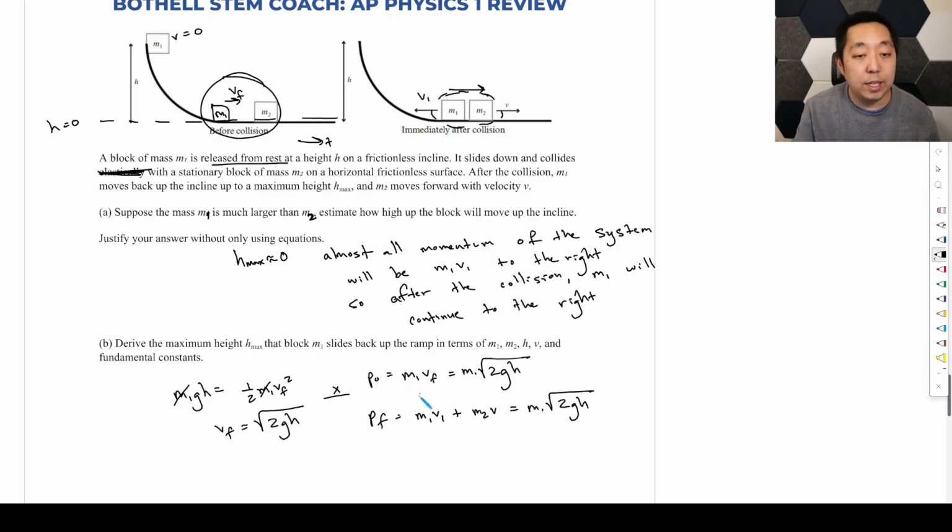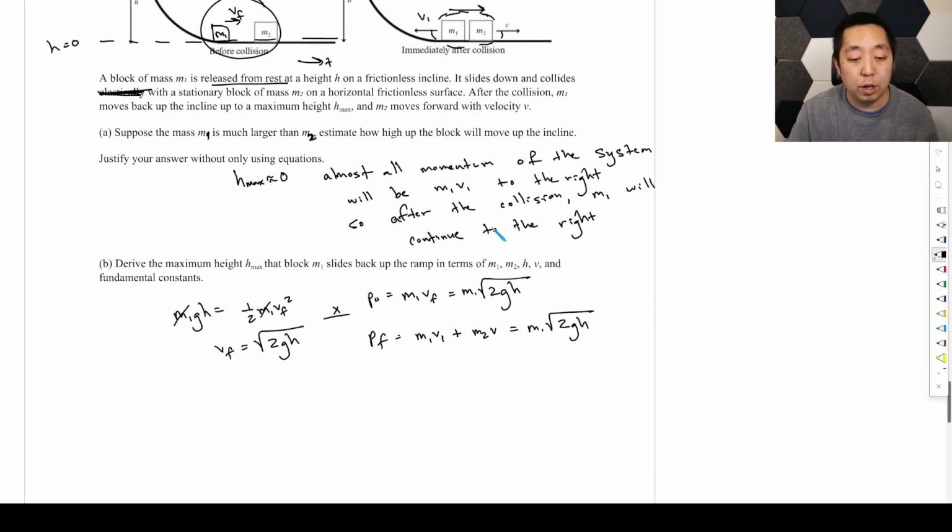And then we can do conservation of energy from this point to go back up to here. So we can solve for v1. v1 will be m1 square root of 2gh minus m2 v, divided by m1. And then we'll do a similar conservation of energy. We're going to get m1 g h max equals 1/2 m1 v1 squared. The m1's cancel.